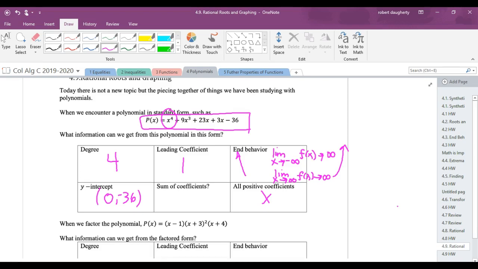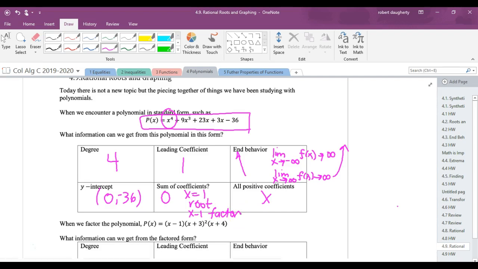Okay. So what's the sum of the coefficients? 1 plus 9 is what? 10. 10 plus 23 is 33. 33 plus 3 is 36, minus 36 is 0. So what do I know from this? The sum of the coefficients is 0, so I know that x equals 1 is a root, or x minus 1 is a factor. So if I had to work on this problem, that's where I would start. I would start with 1, okay?